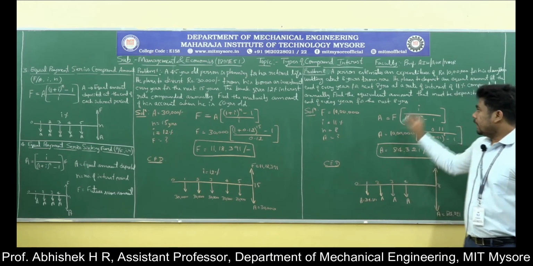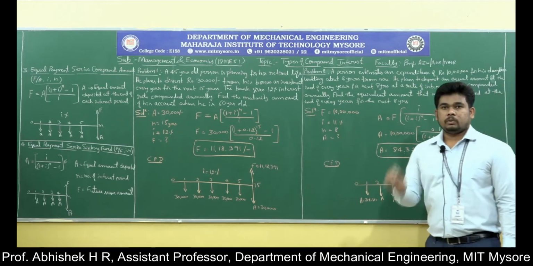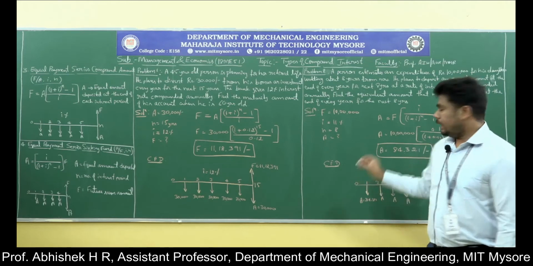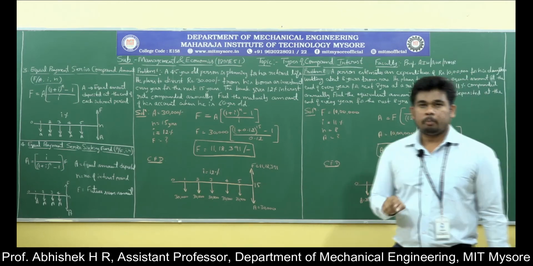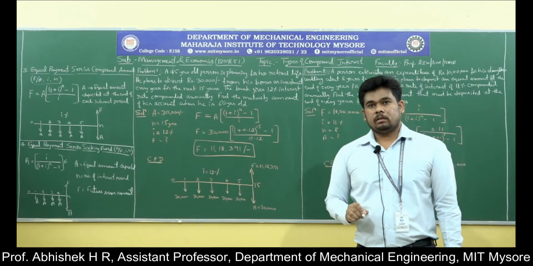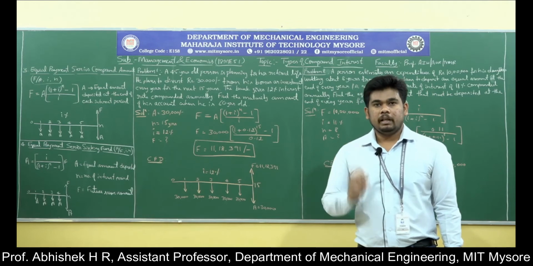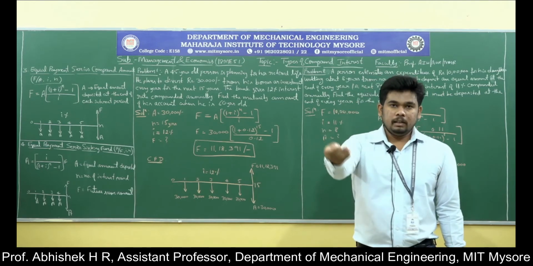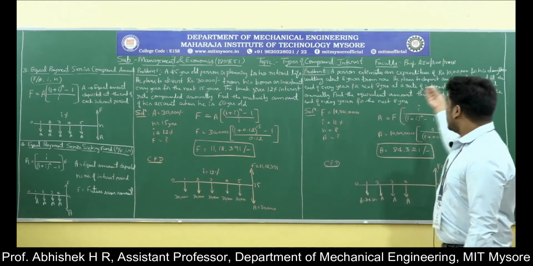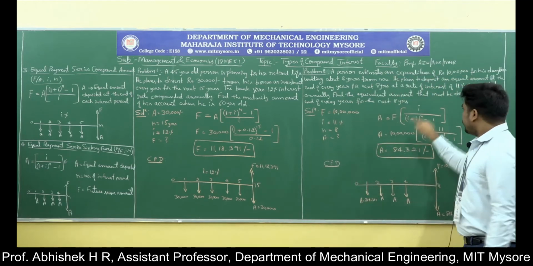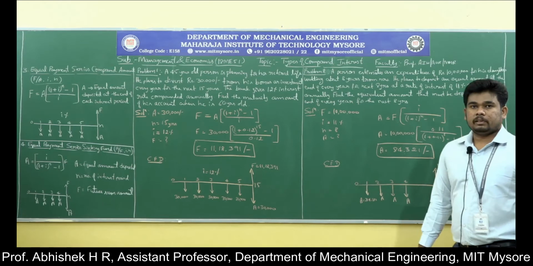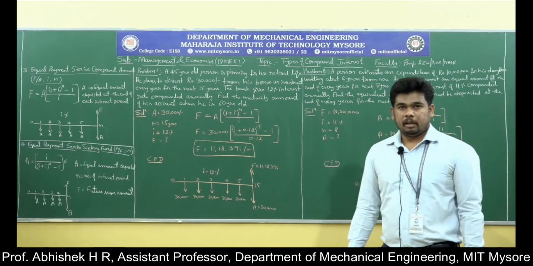84,321 rupees means that person has to deposit or invest 84,321 rupees every year. Every year he has to deposit. So after 8 years he will get 10 lakhs rupees at the rate of interest 11%.